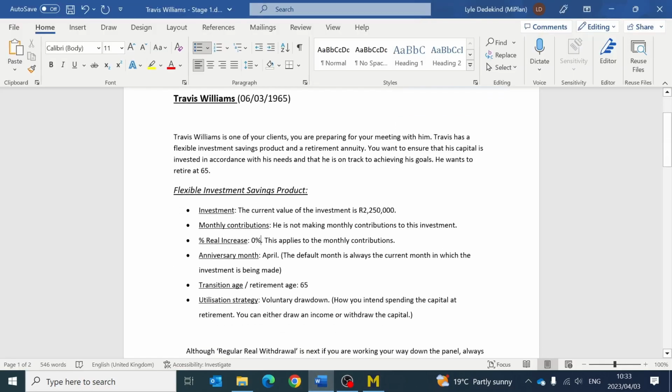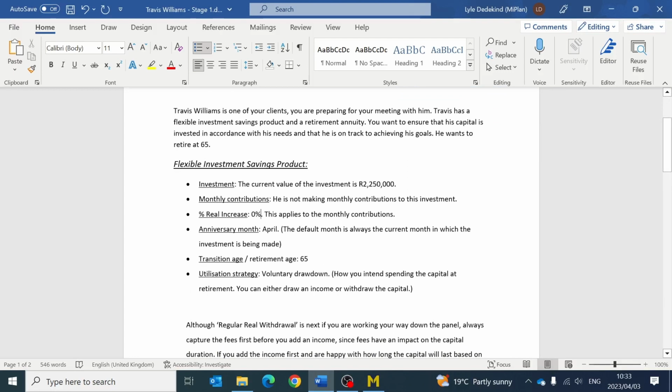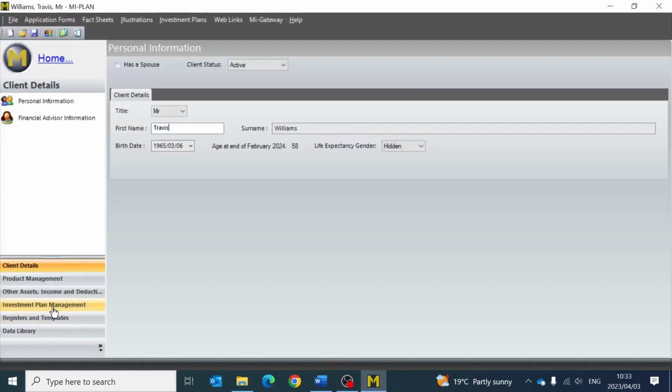Right, flexible investment savings product. The current value of that is 2,250,000. He's not currently making any monthly contributions. The percentage real increase is 0% because that applies to the monthly contributions. So let's go and add that.